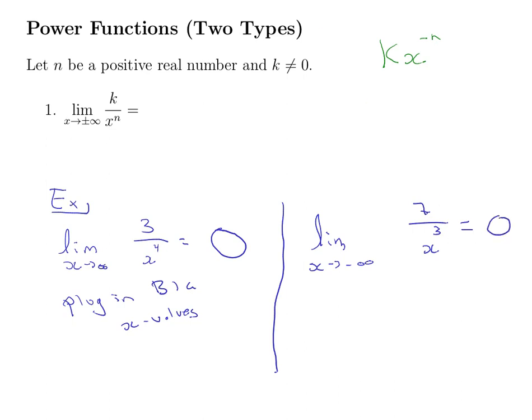So what we can say is that for any power function where you've got some number written over x to any positive exponent, because if it was negative, it would flip up into the numerator, as long as x is going to positive or negative infinity, this thing's going to go to 0.